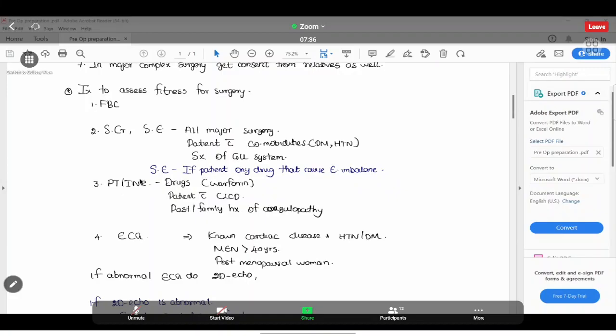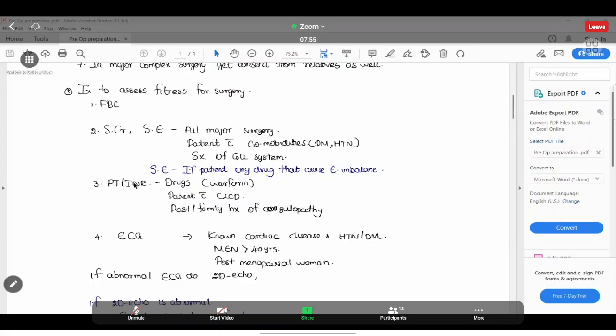And the other thing is PT/INR, the clotting profile. It should not be done in every patient. It should be done in a patient who has a problem with coagulation: a patient with liver cell disease, or a family history of coagulopathy, or a past history of bleeding disorder. Then we have to go for the PT/INR.